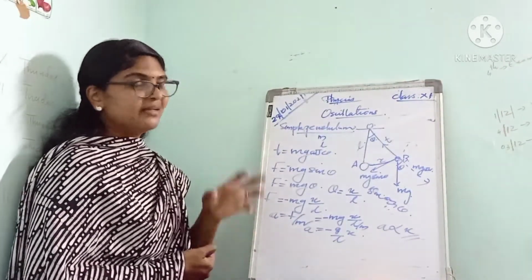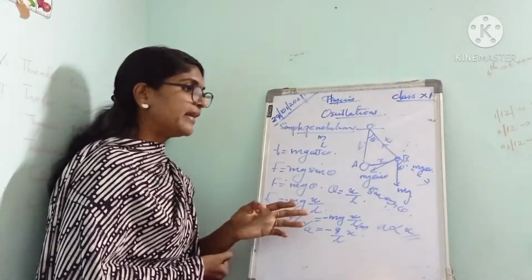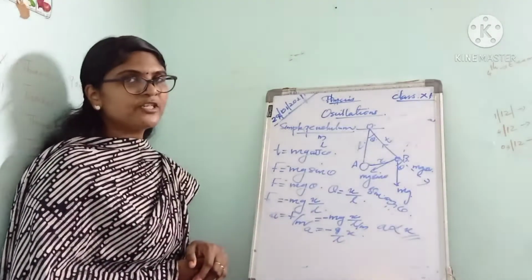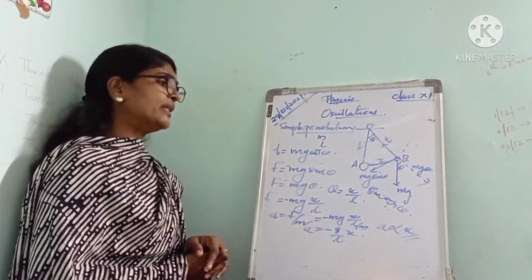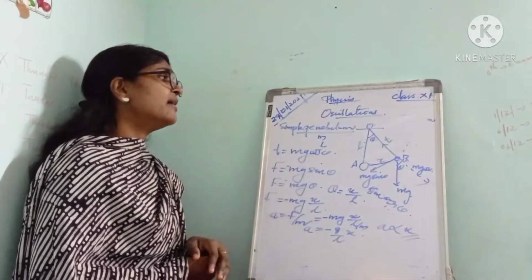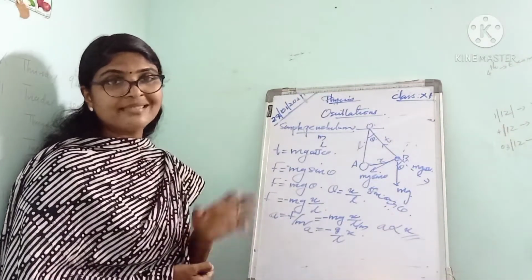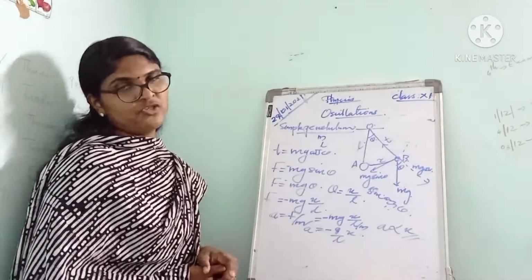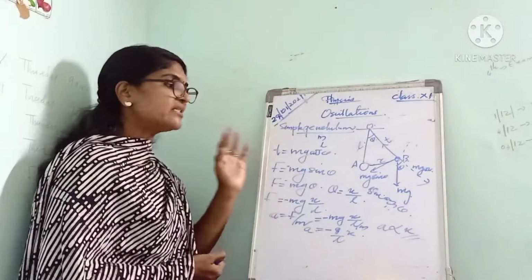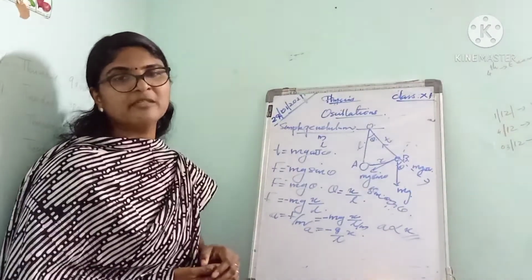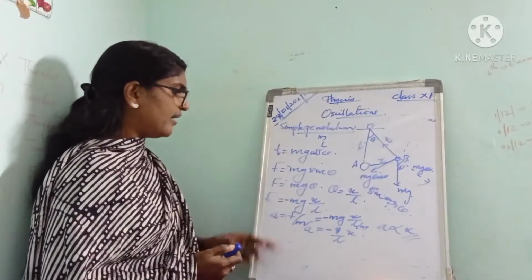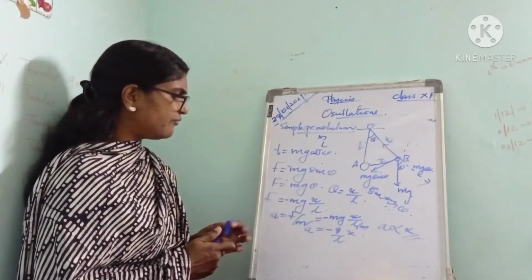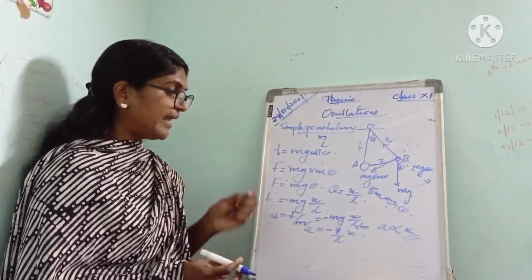This is the condition for a motion to become simple harmonic motion: acceleration is proportional to displacement. From this we can conclude that the oscillation of a simple pendulum is essentially a simple harmonic motion, isn't it? Next we have to find the period of oscillation of a simple pendulum. Here we have the relation for acceleration A is equal to minus g by L into x.